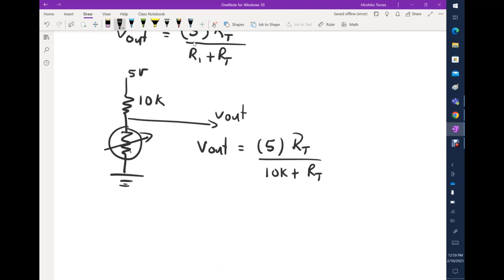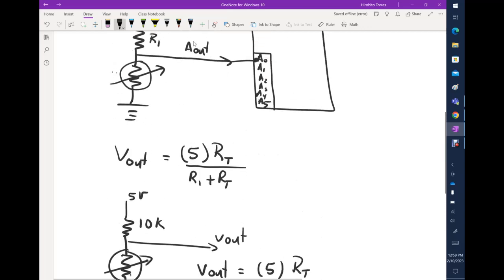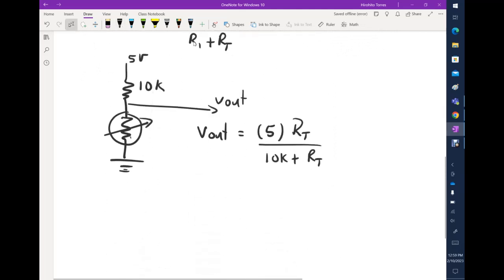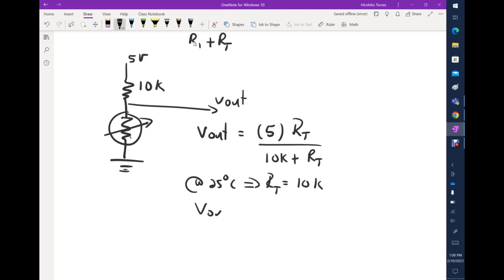RT has to be in the same units. For example, let's go to the curve. If you are at 25 degrees, that resistance value will be around 10K. So what will be the voltage out at 25 degrees C? What we have is that the resistance value RT is equal to 10K. So what will be Vout? Vout then will be 5 times RT, which is 10K. Check this.